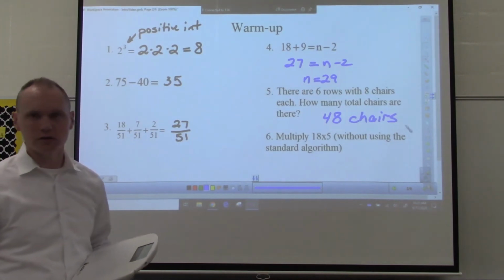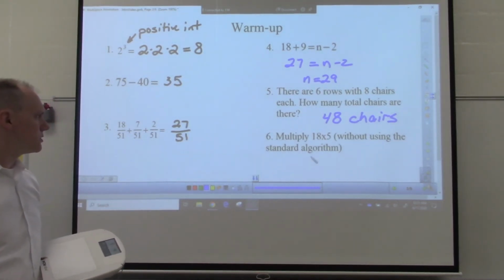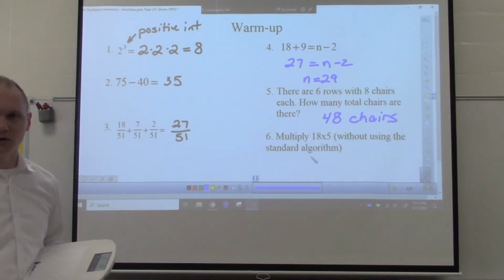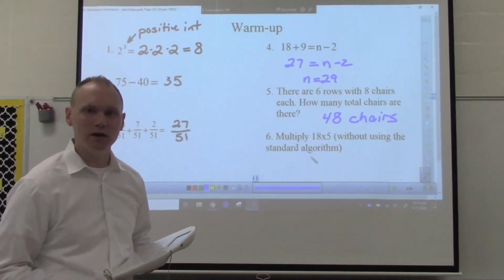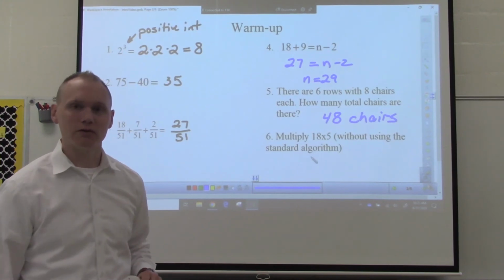48 chairs. And then lastly, we have 6, which is multiply 18 times 5, without using the standard algorithm. And instead of explaining this myself, I'm going to show you a quick video from the students at Stanford and how many different ways they thought about solving that problem.